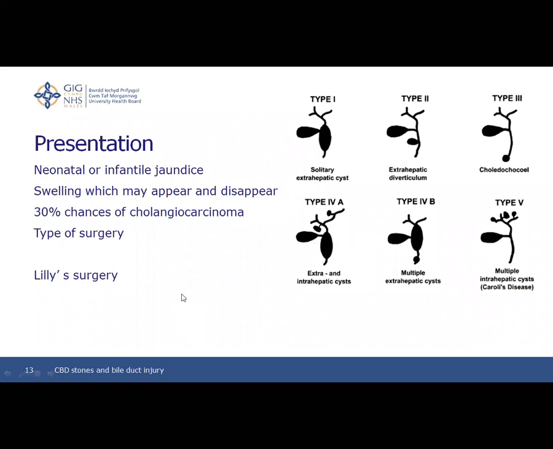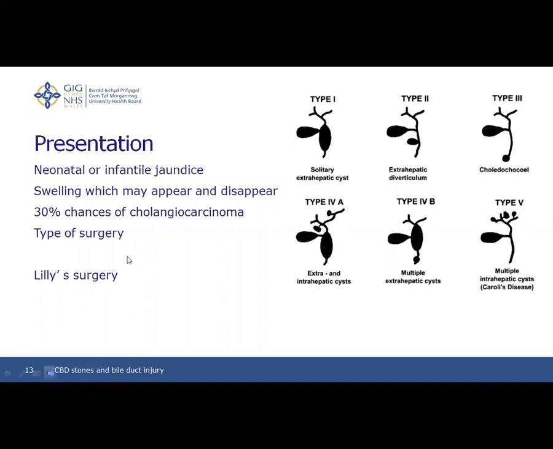What happens in type 4, if there is a saccular dilatation which impinges on the portal vein, is that they leave the part of the common bile duct wall over the portal vein and just remove the mucosa, so that the wall of the common bile duct stays there over the portal vein and just gets degenerated. It's a type called Lilly surgery.